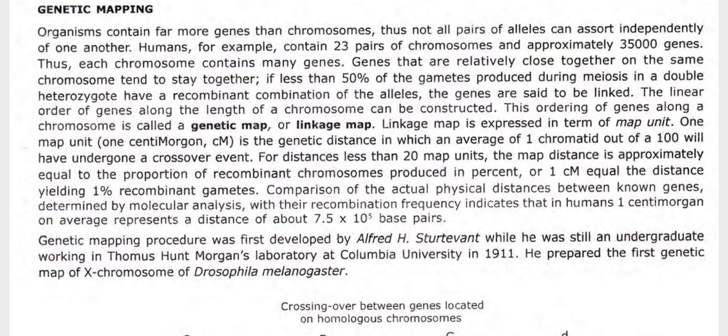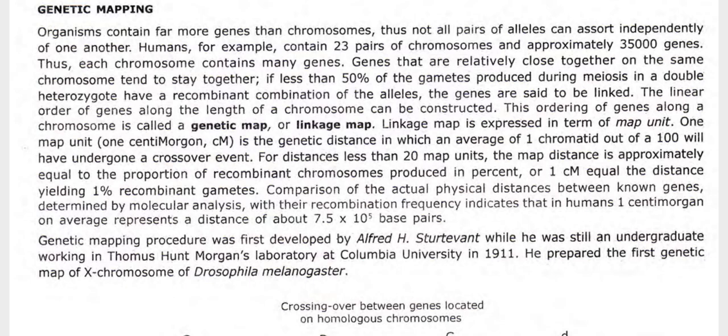The linear order of genes along the length of a chromosome can be constructed. This ordering of genes along a chromosome is called a genetic map or linkage map. A linkage map is expressed in terms of map units. One map unit is the genetic distance in which an average of one chromatid out of 100 will have undergone a crossover event. For distances less than 20 map units, the map distance is approximately equal to the proportion of recombinant chromosomal products in percent, or 1 cM equals the distance yielding 1% recombinant gametes.